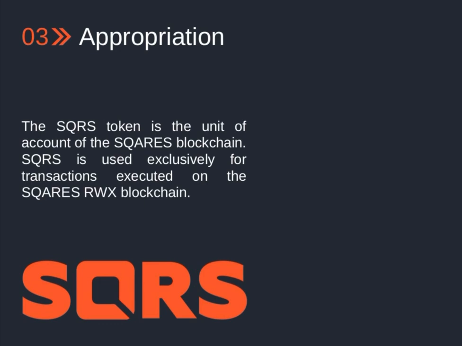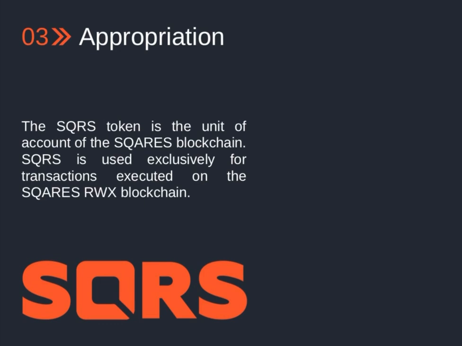So, based on the material, SQRS is the native utility token for the RWX blockchain. And RWX isn't just another chain, it's purpose-built for bringing real-world stuff onto the blockchain. And SQRS, they call it the operational backbone, the fuel, essentially, for everything on RWX. That's the absolute core of it, yeah. If you want to tokenize, say, a building or art via squares and have it interact on this network, you need SQRS. It's not optional.